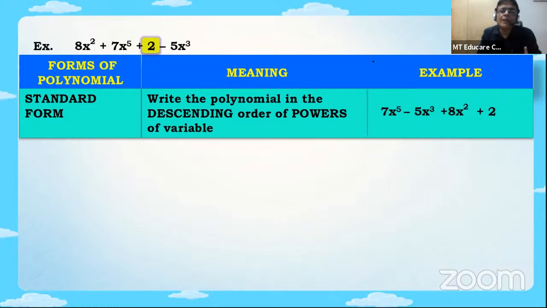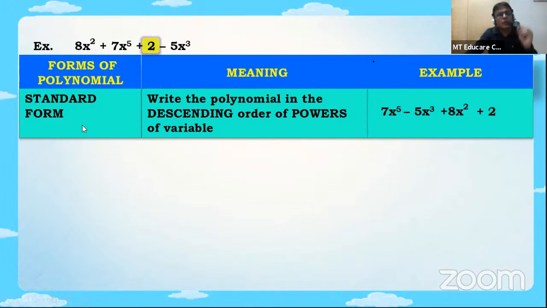Okay. Again, one more question. They will give you the polynomial. They will tell you to write it in the standard form. So what to do? Highest power first, after that smaller and smaller powers, with sign. Not to forget the sign. If you forget the sign, the teacher will give you a big zero. Okay. Now let us go to the next one.